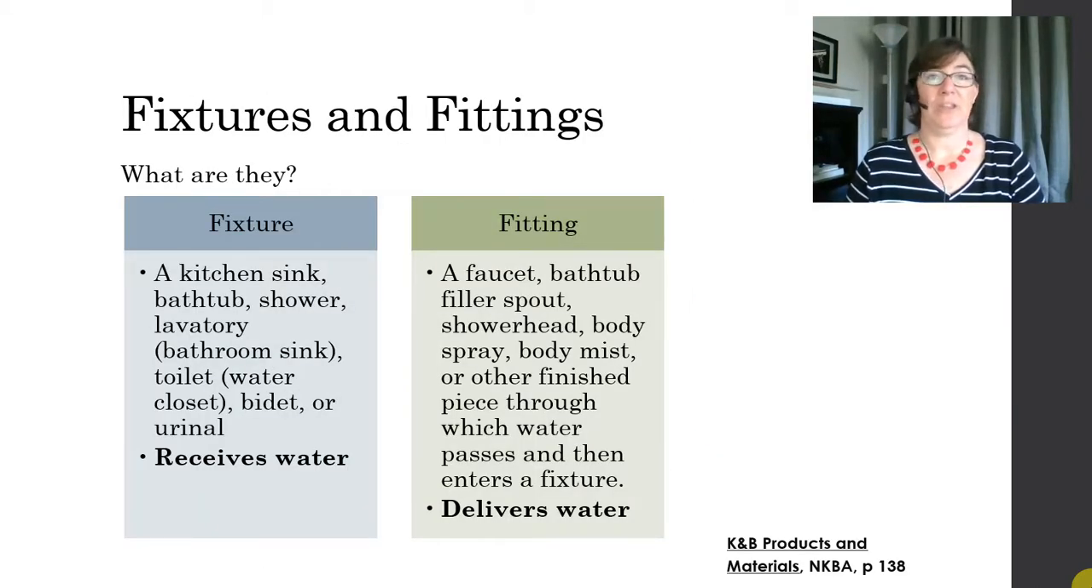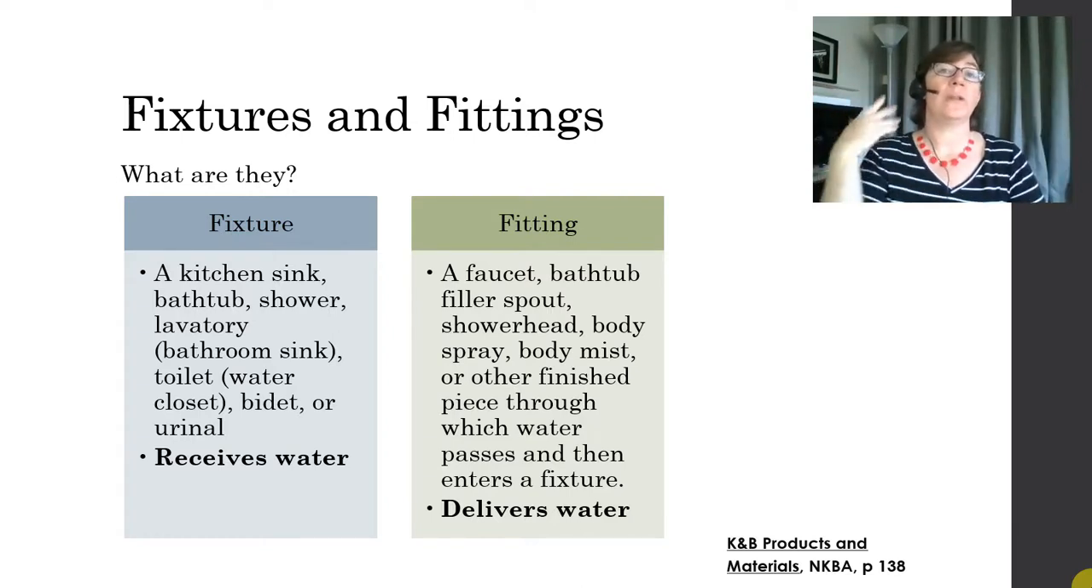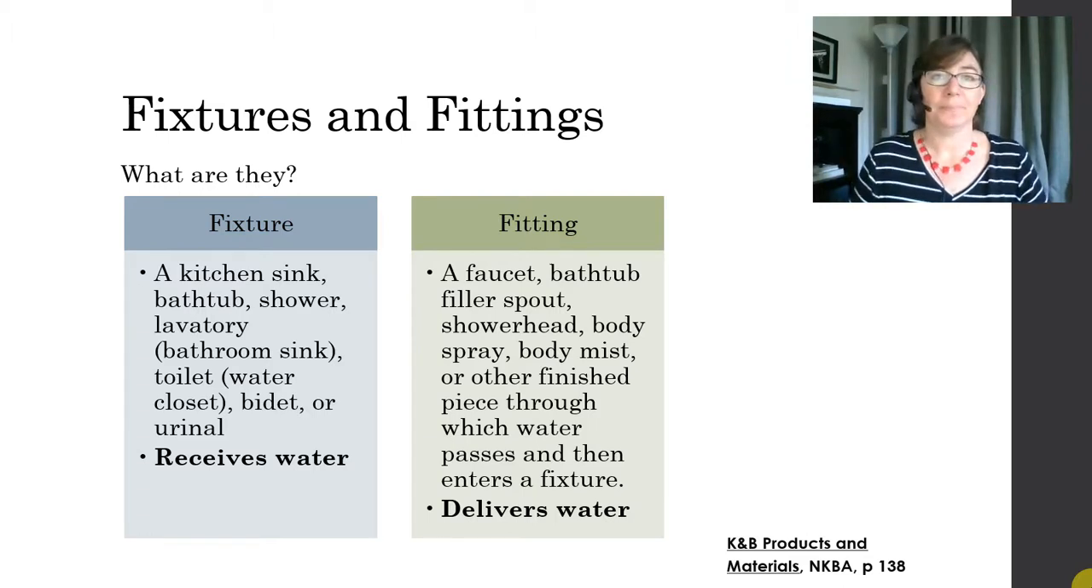So let's start with some definitions. What exactly are these things? It turns out a fixture includes kitchen sink, bathtub shower, lavatory, which is the fancy word for bathroom sink, toilet, also called a water closet, bidet, urinal. These are all items that receive water. Water gets poured into them.